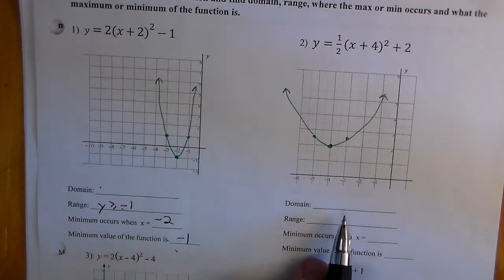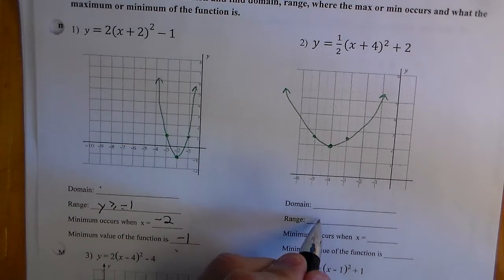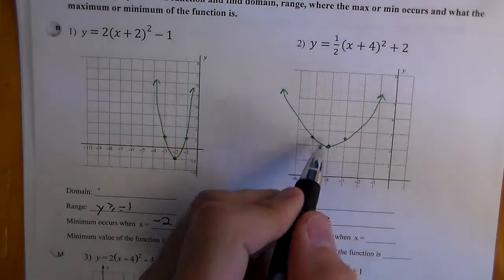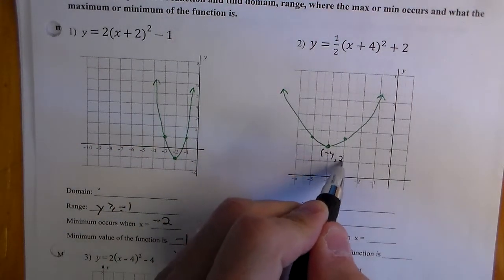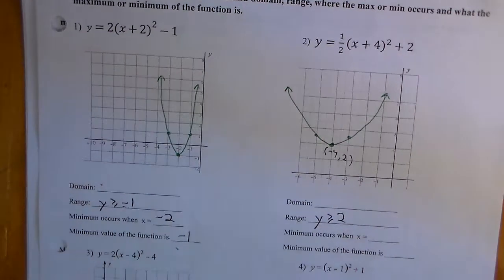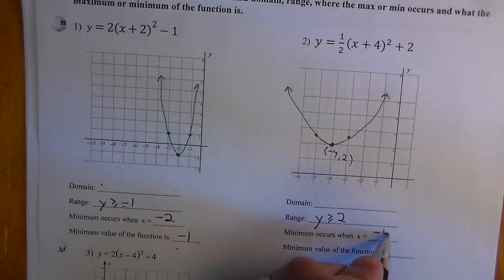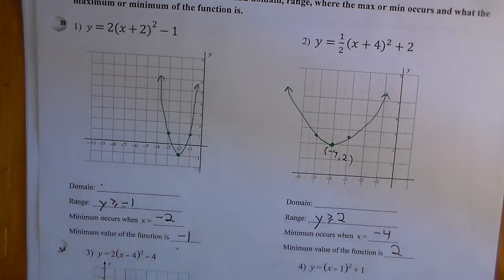We go to the second one, domain. Again, all real numbers. The range is y is greater than or equal to. Our vertex is negative 4, 2, so that's 2. The minimum occurs when x is negative 4, and the maximum is 2.